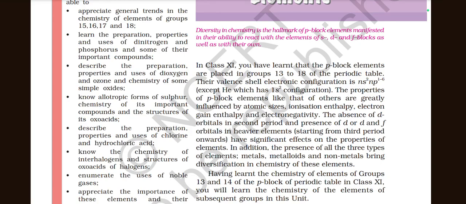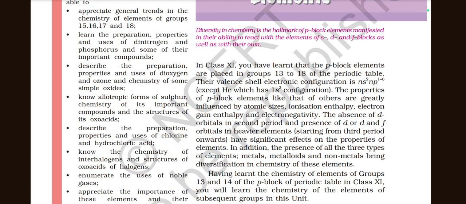The properties of p block elements, like that of others, are greatly influenced by atomic sizes, ionization enthalpy, electron gain enthalpy, and electronegativity. The absence of d orbitals in the second period and presence of d and f orbitals in heavier elements have significant effects on the properties of elements. In addition, the presence of all three types of elements, metal, metalloids, and nonmetals, bring diversification in chemistry of these elements.